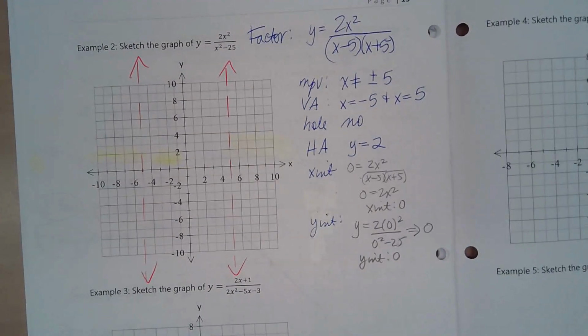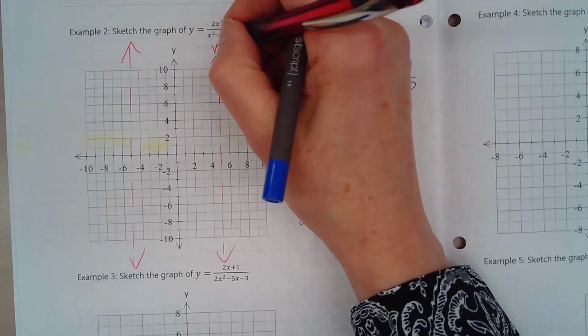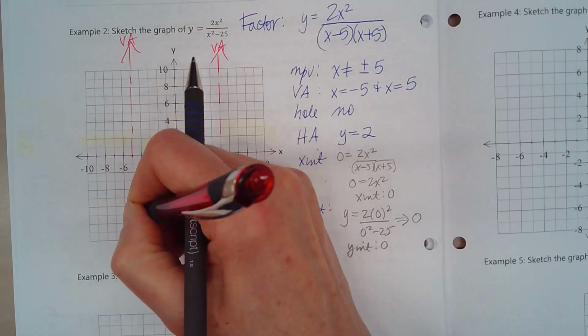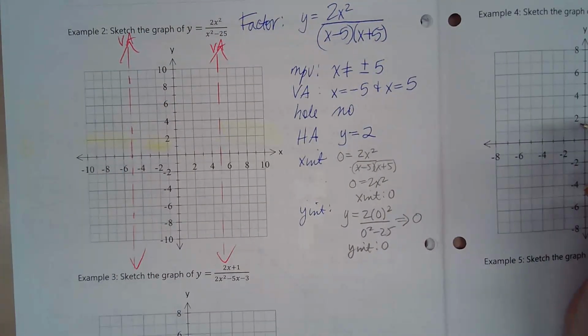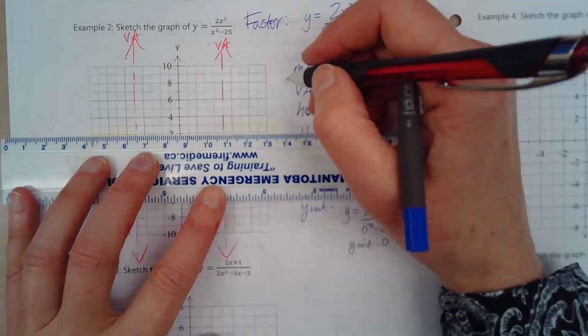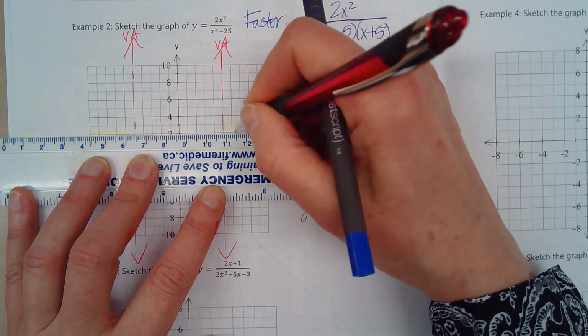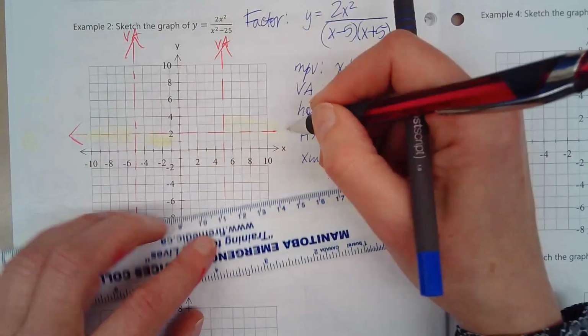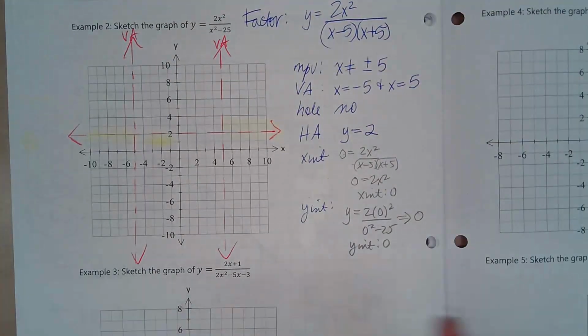Okay. Vertical asymptote here, vertical asymptote here, and my horizontal asymptote at y equals 2. Because those kind of give me my boundaries of where my graph is going to be, right? They really help you a lot. They contain the sections of your graph, so you know what you're working with.